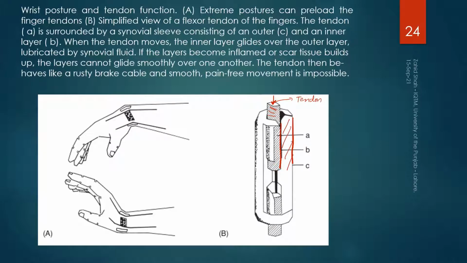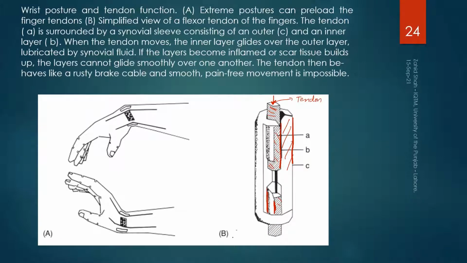So you could see that the tendon is not exactly attached to the inner layer, but it slides inside the inner layer of the sheath. So again, this as a whole is the tendon, this is the inner layer of the tendon sheath, and this is the outer layer of the tendon sheath. So extreme postures can preload the finger tendons.